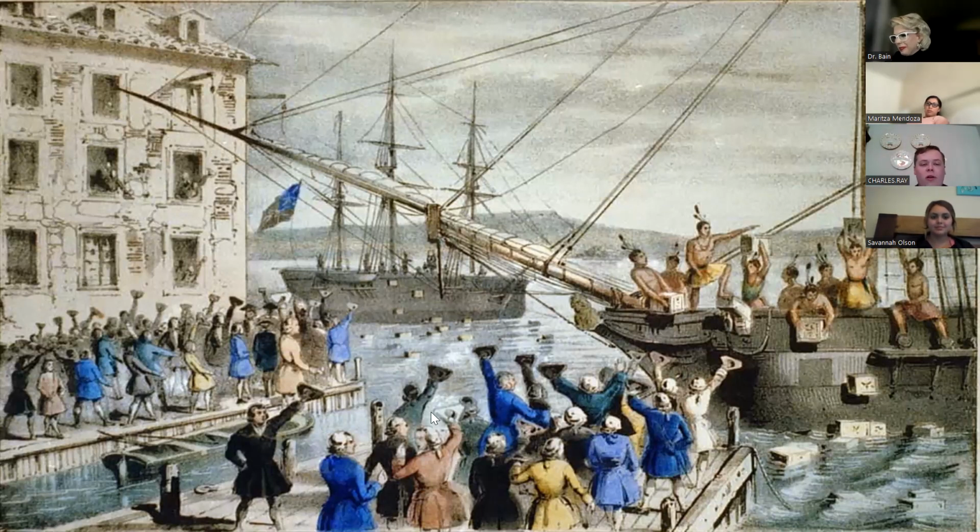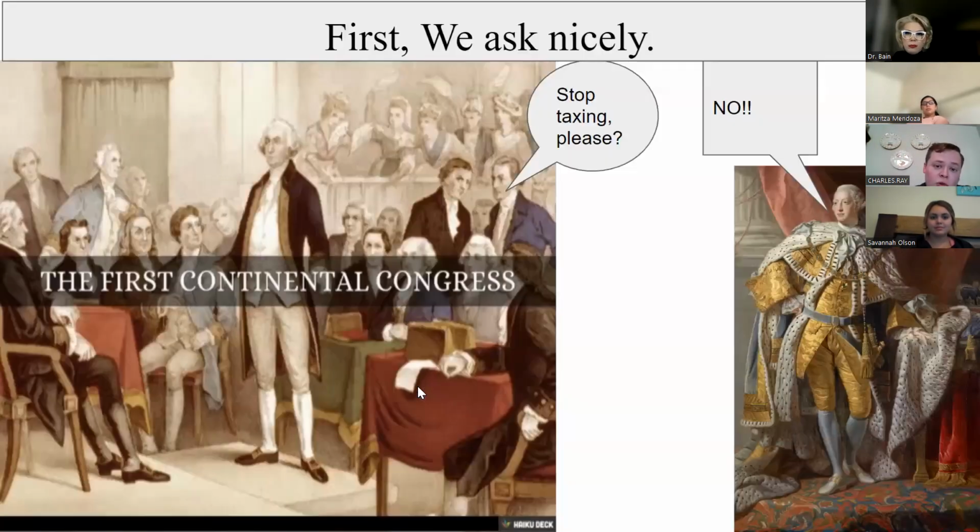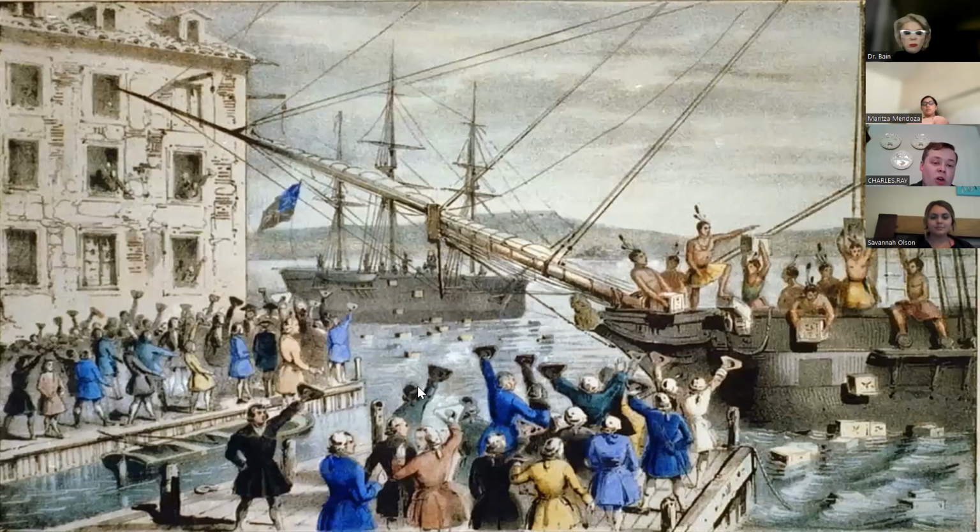Of course, the British are very angry at this. We're talking about quite a sum of money. I think it was 3 ships full. And what's really interesting is some of the very important people in the colonies offer to pay for it. They say, hey, we know our fellow colonists did this. We'll pay for it. We're sorry this happened.